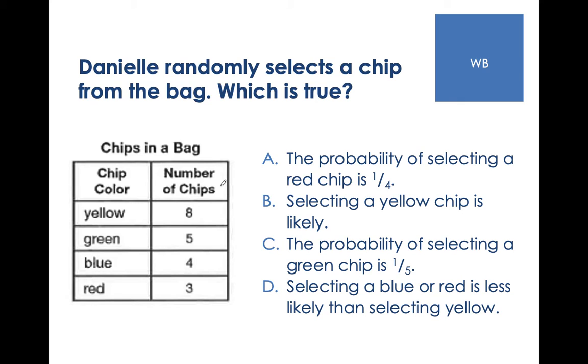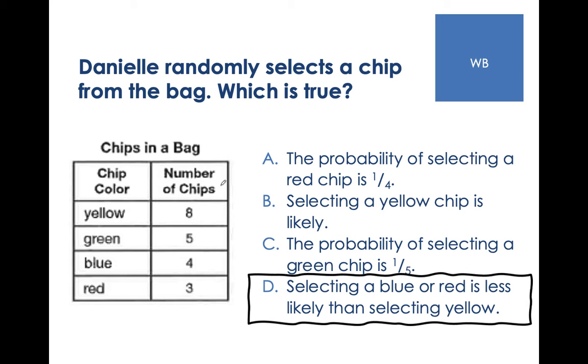Using this chart, answer the following question. Danielle randomly selects a chip from the bag. Which is true? D is the correct answer here. If you add up all of the total possible number of chips in the bag, you get 20. The probability of selecting a red chip is 3 out of 20. That is certainly not 1/4.